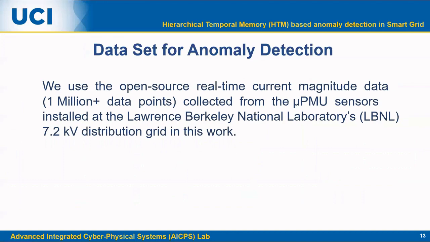Now we are going to talk about our dataset for the anomaly detection algorithm in this work. We use open source real-time current magnitude data. This dataset is generated by micro-PMU sensors, which are installed in a Lawrence Berkeley National Laboratory lab in a 7.2 kilovolt distribution grid. There are more than 1 million data points in this dataset.